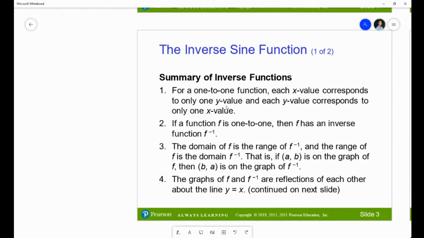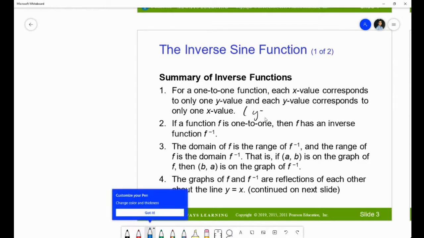So in order for a function to have an inverse, it must be 1-to-1. What does that mean, 1-to-1? So 1-to-1 means that for each x value, it only corresponds to one y value. So basically, the y values are unique.